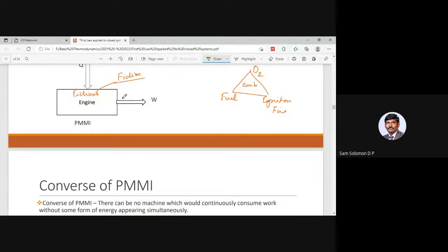But now I have a fictitious engine, an engine which is a fiction, which is capable of delivering work without taking any form of heat as input. We all like that. If such a kind of engine exists, no need to put petrol, no need for diesel. It will be another magical world where we need not work, we need not study all these.